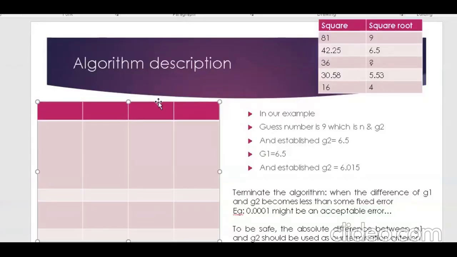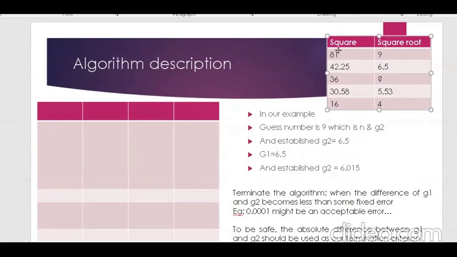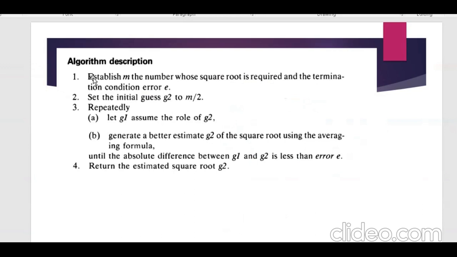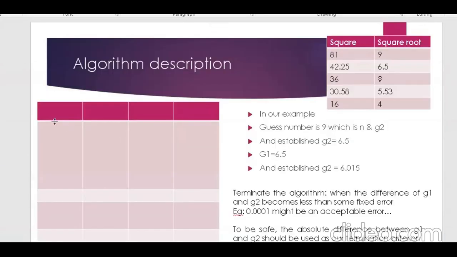So let us understand the algorithm description, how the algorithm is working. To understand this algorithm, we are going to establish M, the number whom we have to establish M, that is 36 in this example. M is your 36, right? And that is where you want to find the square root of.